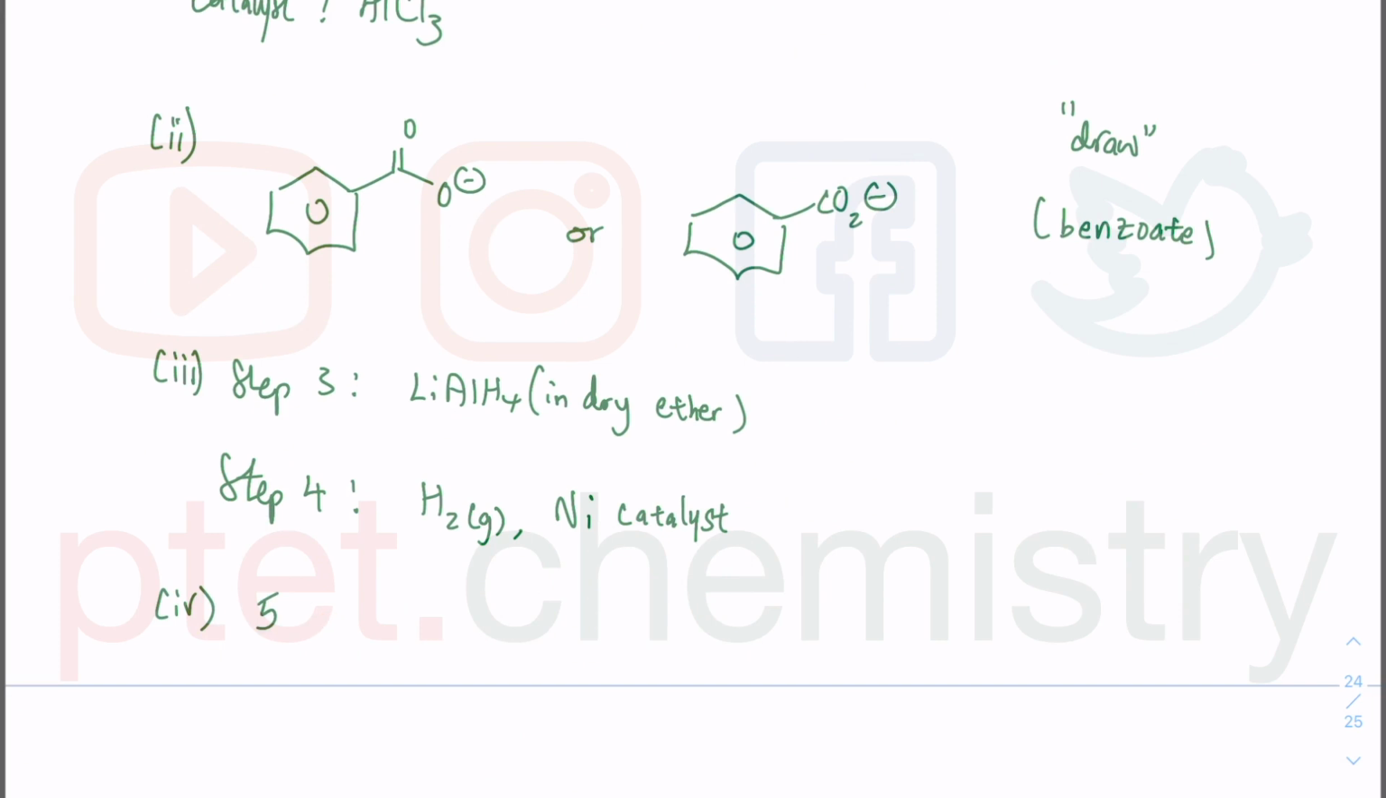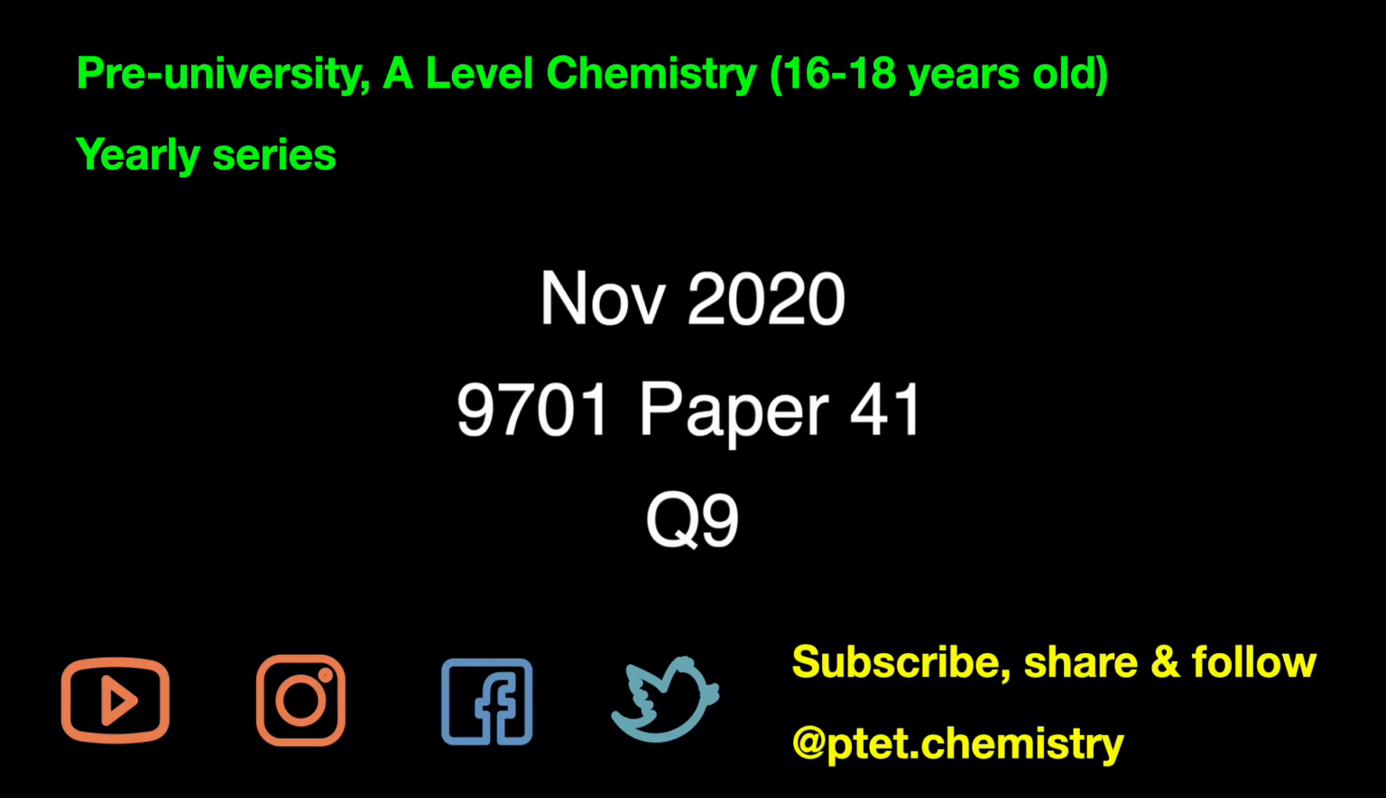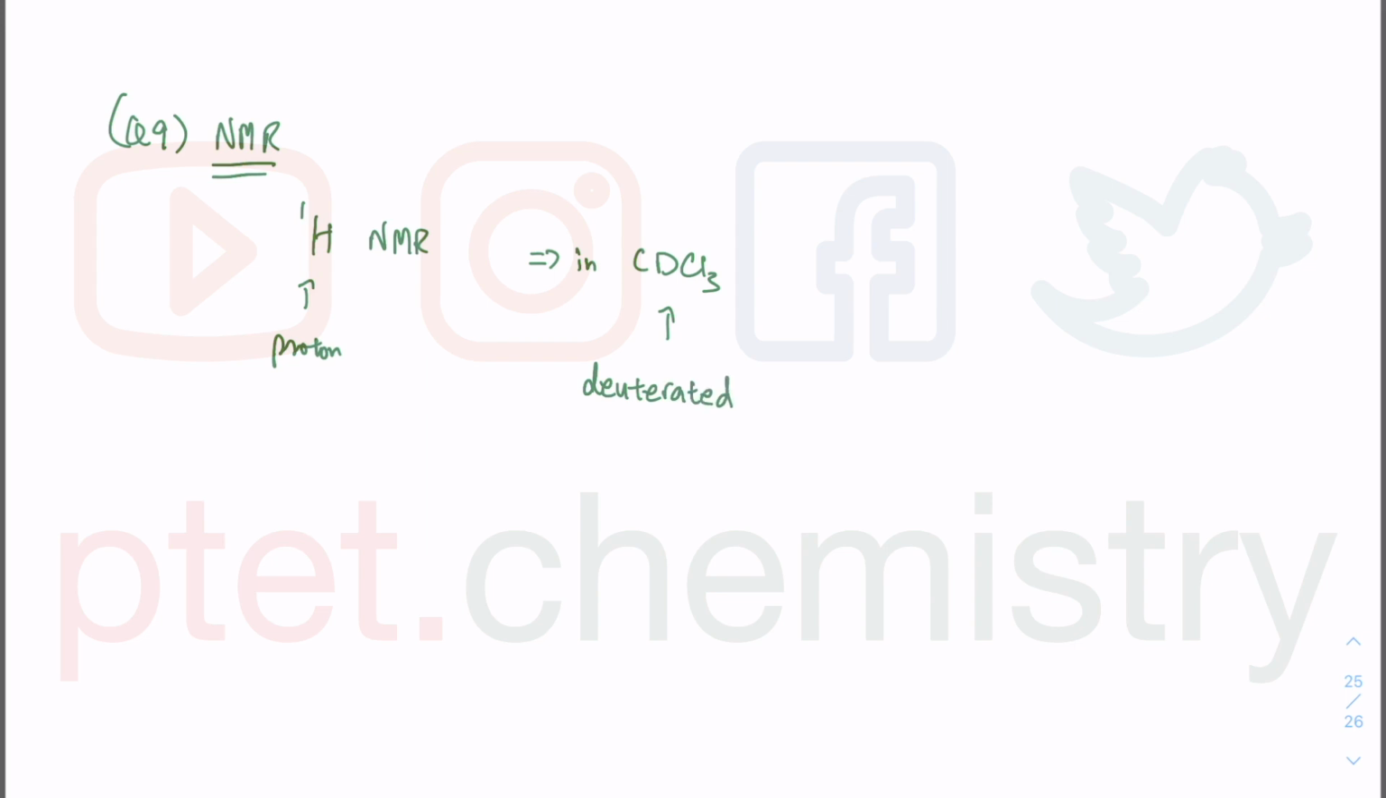So that's the end of that 10 mark question. And then in the next part, question 9, this brand new question is again about NMR, but they are asking quite a lot about proton NMR. First of all, they say proton NMR, so this one refers to proton. They say CDCl3, so this is called a deuterated solvent. This specifically is deuterated chloroform.